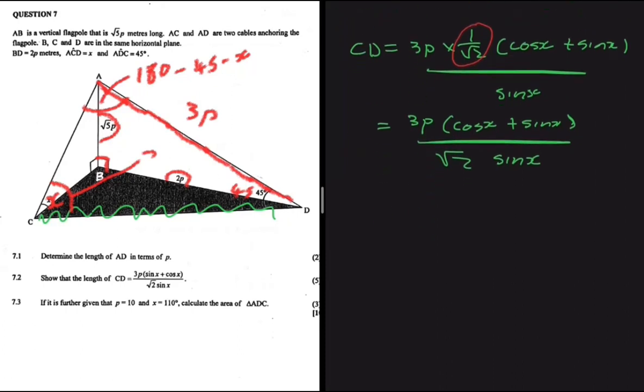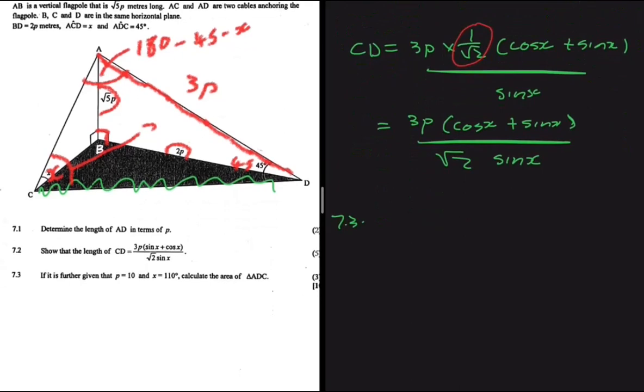Now let's do the last question. 7.3 is saying to us, if it is further given that p is equal to 10 and x is equal to 110 degrees, let's calculate the area of triangle ADC, right? The area of triangle ADC.